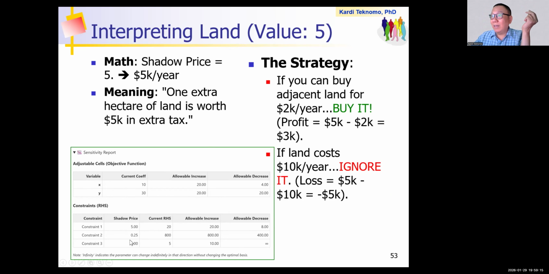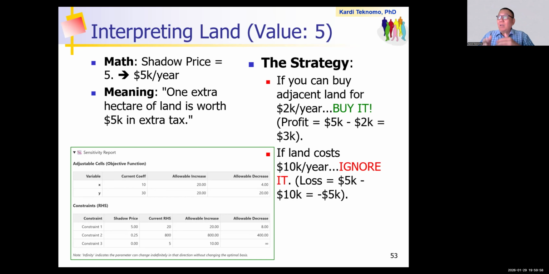Say the first constraint, the value is 5. The first constraint is the land, right? So the calculator said the land is worth a shadow price of 5. What's the meaning of that 5? That 5 represents $5,000 per year. Now, if your neighbor offers to lease you a hectare of land for $2,000, will you take it? Yes. You pay 2,000, you get 5,000, so you make 3,000.